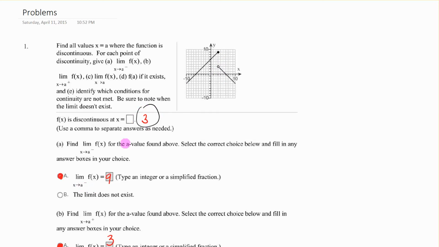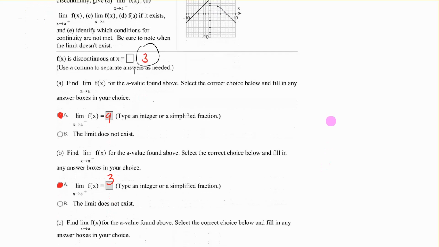So as we come into 3 from the left, the y value is up here at 9. As we come in from the right, the y value is 3. So that's what they're asking here. Remember that a with the minus sign means from the left. a with the positive means from the right.